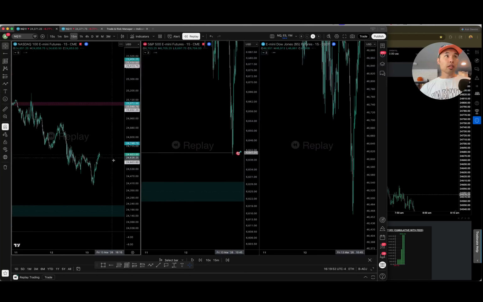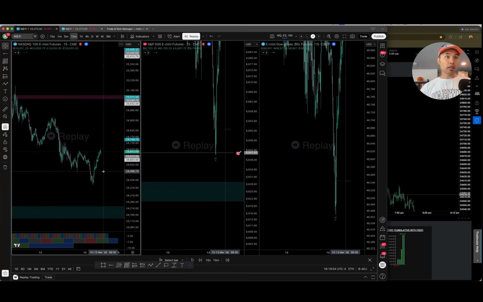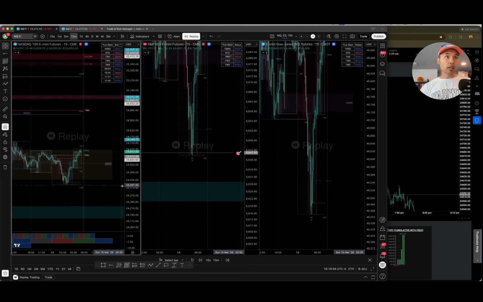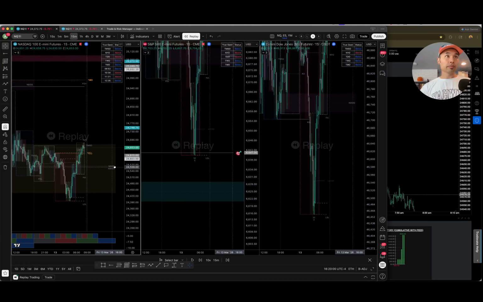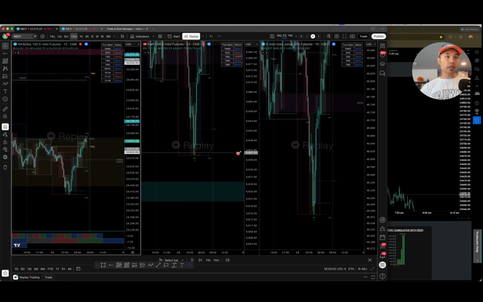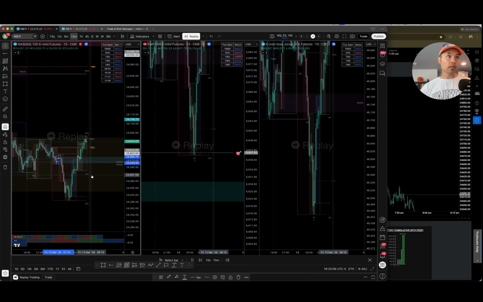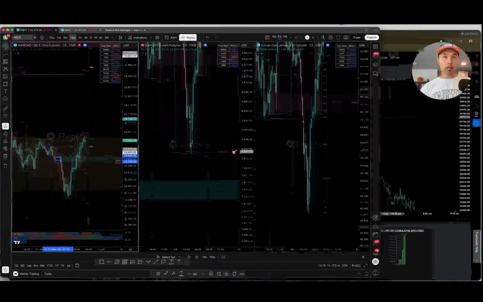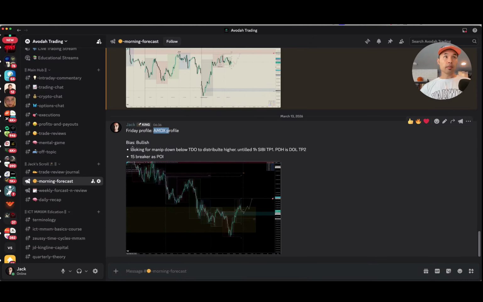So seeing what I was seeing roughly around 9 o'clock-ish, around this time, on the 15-minute, I was seeing a 15-minute mitigation breaker right about here, and that was going to be my point of interest. So I marked that out on Discord here as the bot.